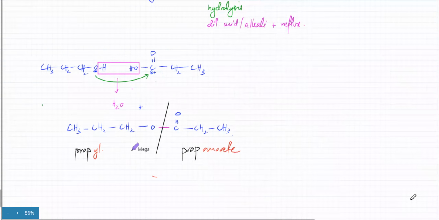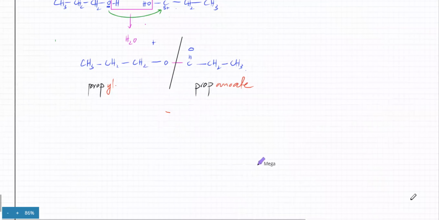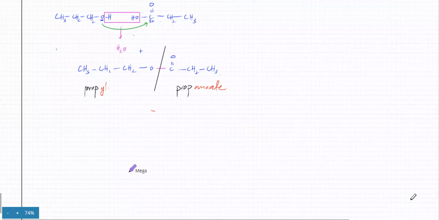And you would only be asked to name simple esters. IUPAC nomenclature doesn't really exist for esters which are more complicated. So they're given different generic names. They don't fit any naming system as such. So you will only be able to name simple esters. Similarly, you can hydrolyze an ester molecule.